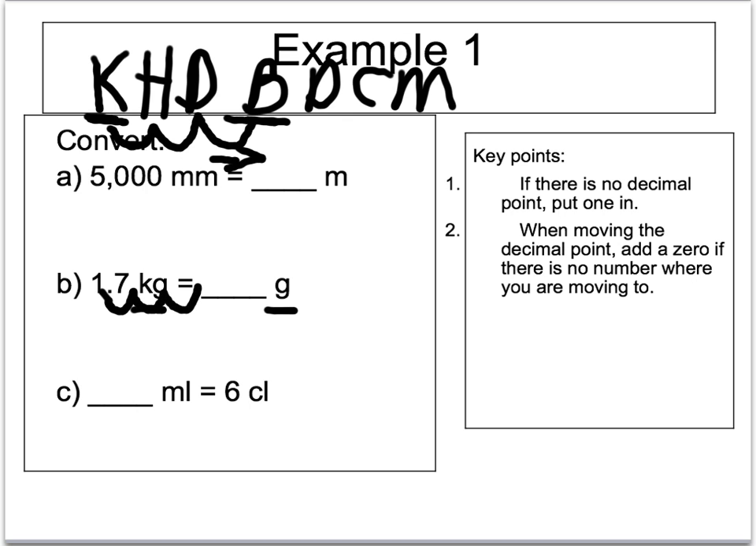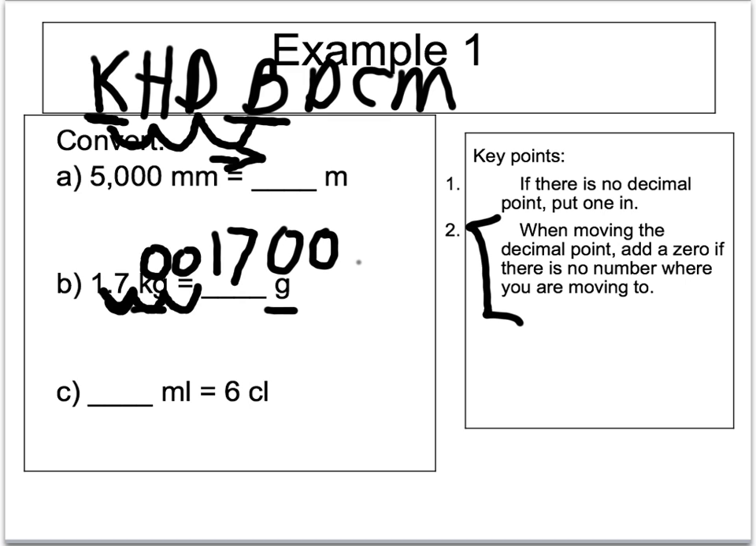Now notice, second key point, when moving the decimal point, add a 0 if there is no number where you're moving to. So there was a number when I moved from between the 1 and 7 to after the 7, but then after that, I had 2 places without zeros. So I'll fill those in, and now I'll write out what I got. I have 1, 7, 2 zeros, and my decimal point at the end. So 1.7 kilograms is 1,700 grams.